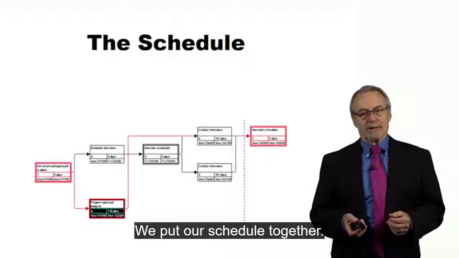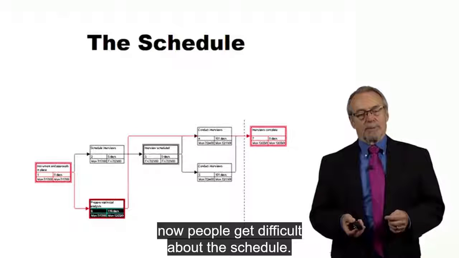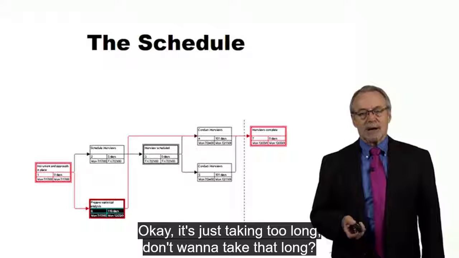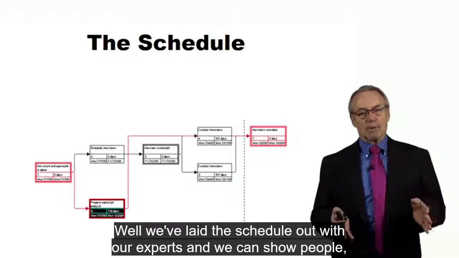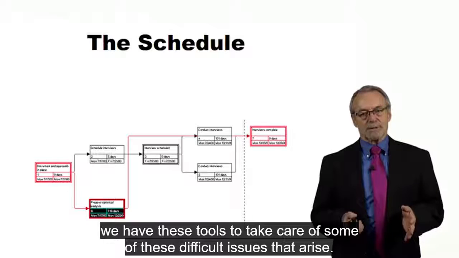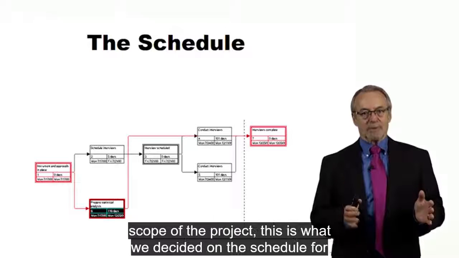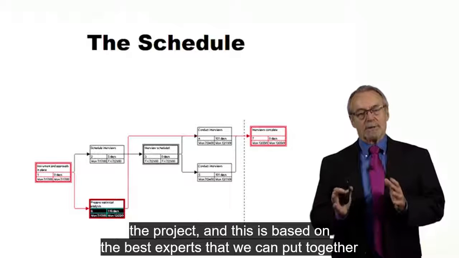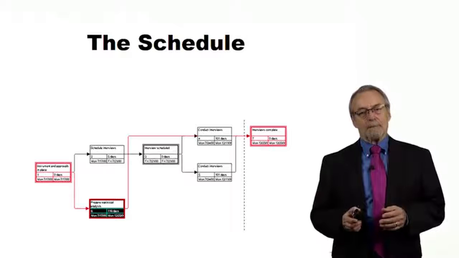We put our schedule together. This is another area that can cause problems. So now people get difficult about the schedule. "Okay, it's just taking too long, I don't want it to take that long, I want it to go shorter." Well, we've laid the schedule out with our experts and we have these tools to take care of some of these difficult issues that arise. Just go back to the tools that you have and say, okay, this is what we decided for the scope of the project, this is what we decided on the schedule for the project, and this is based on the best experts that we could put together to say it's going to take this long.